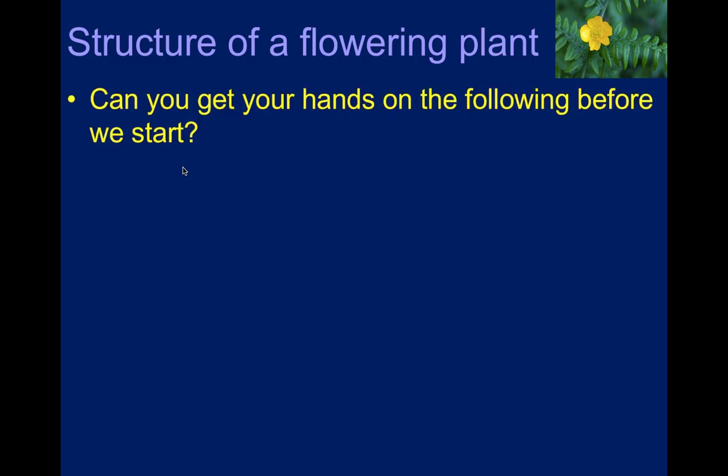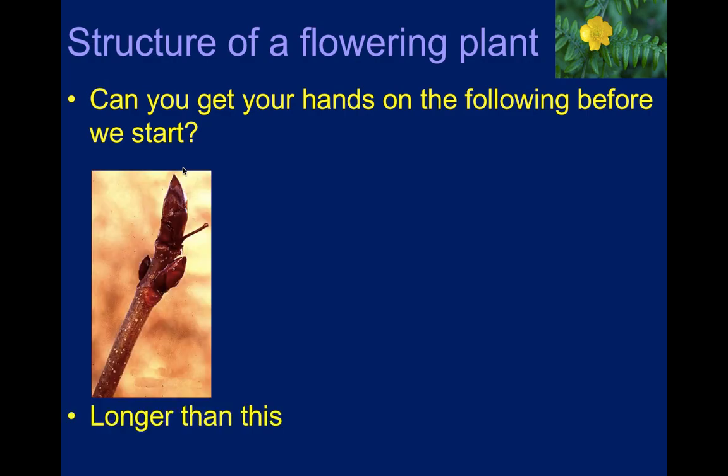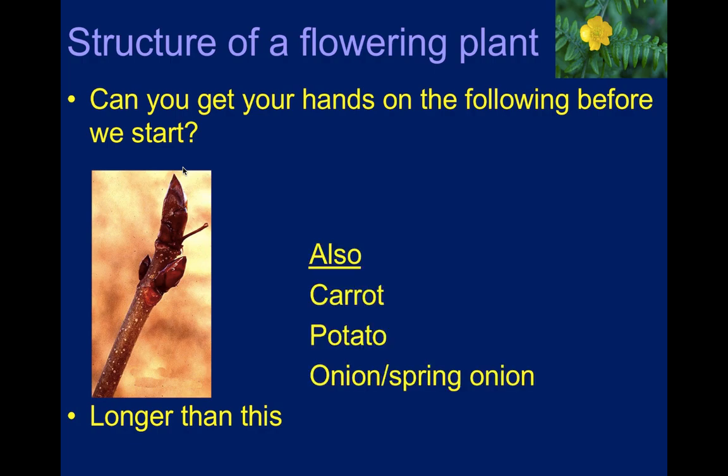So before we start, if you can get your hands on the following, so go out into your garden, pick a branch, obviously not ginormous, the width of a pen, maybe the length of a pen, a little bit longer than that. That might be helpful when we start talking about some things. And if you can run to your kitchen and find yourself a carrot, a potato, an onion or a spring onion, then that may also help you when we start talking about certain things.